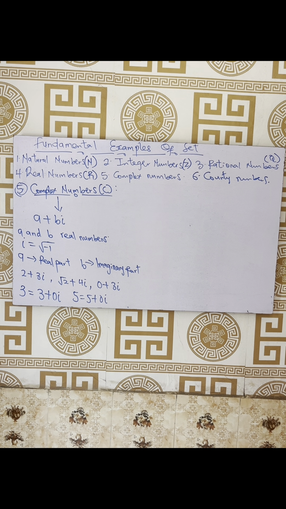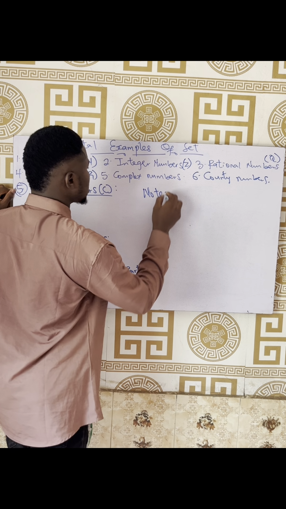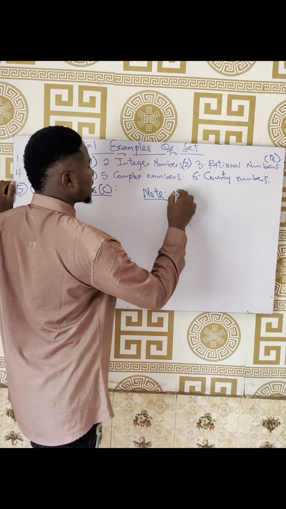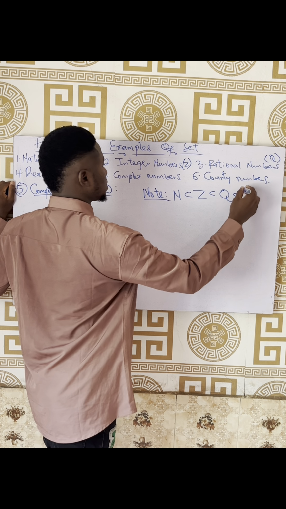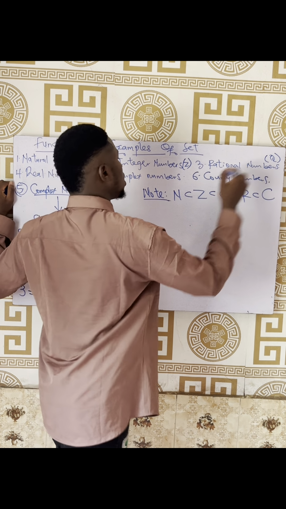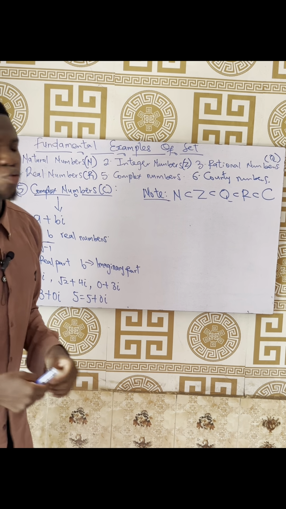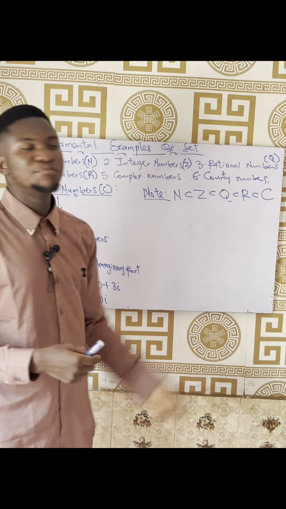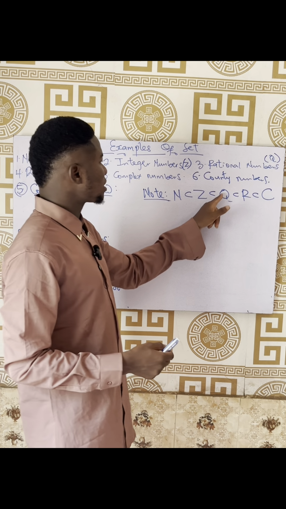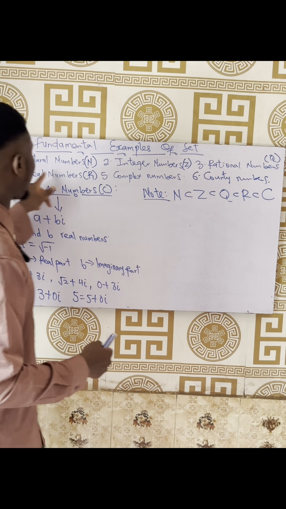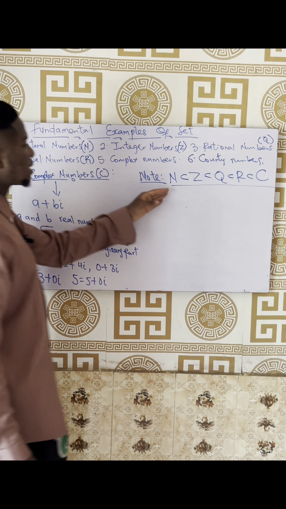Then before we move on to counting numbers, you have to note something. N is a subset of Z, is a subset of Q, is a subset of R, is a subset of C. What does it mean? Before you can understand this expression, you firstly have to know these numbers. Z are integer numbers. Q are rational numbers. C is for complex numbers.